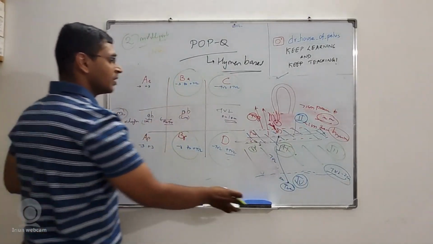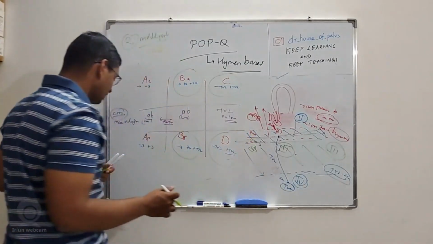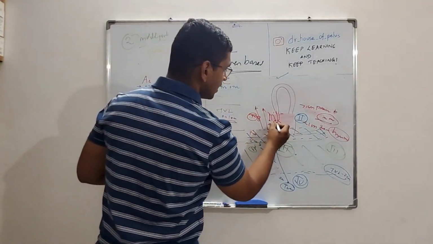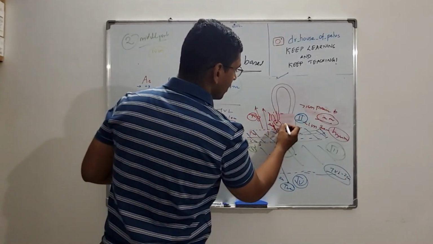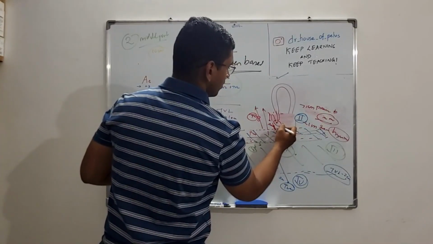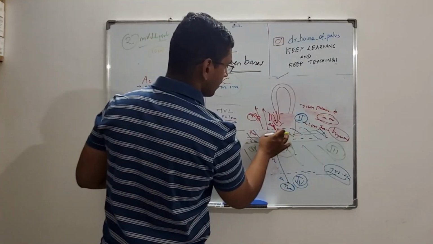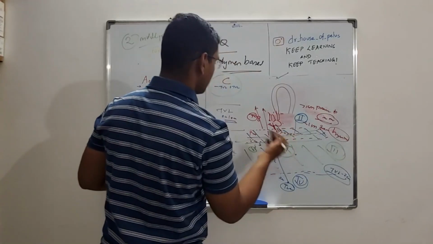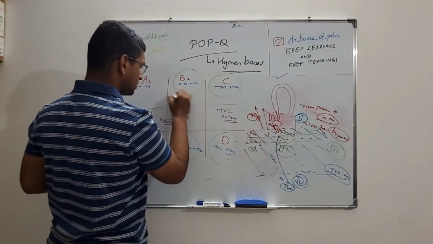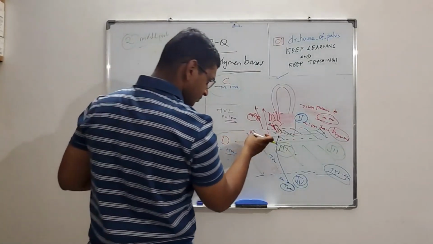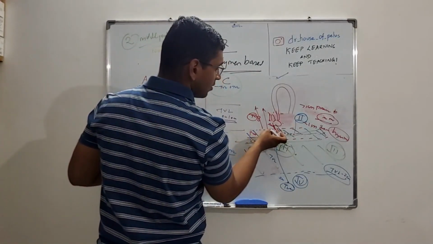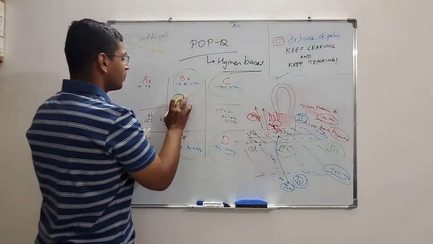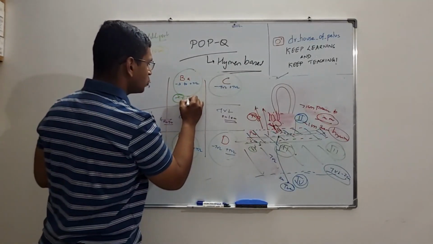How will you do the staging? You will exactly communicate to a person that, for example, point BA has come down so much. It was at the level of minus 3, it came down to a level of minus 2 or minus 1. Then I'll plot it at minus 1. So if B is at minus 1, then it is coming under stage 2. Right? If it is just below minus 1, or for example minus 0.5, this will be stage 2 prolapse.